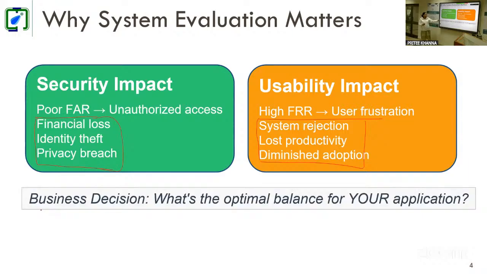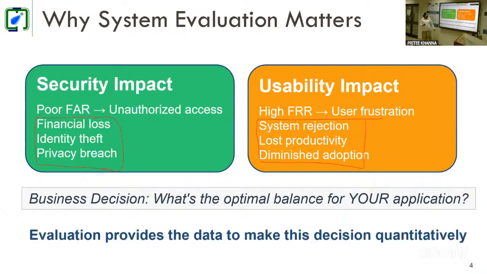So what decision do we have to take? What is the optimal balance for the application you are working on? Evaluation provides the data to make this decision. We are talking about the matching threshold, right? So what should our threshold be? That depends on your application, and based on your data, you can take the decision.